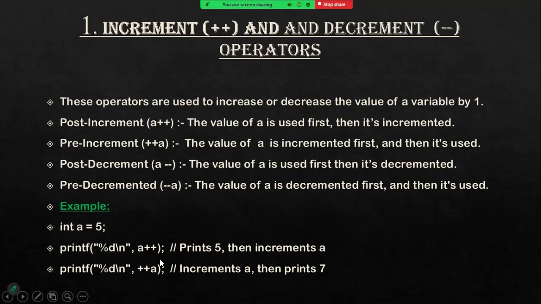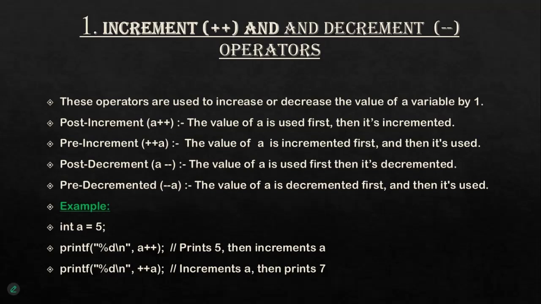By the example, we can see that in post-decrement, the value of A is used first, then it's decremented. So let's assume there is A minus minus. Here A is 5. So in post-decrement, what happened? The value of A is used first. So it prints 5.